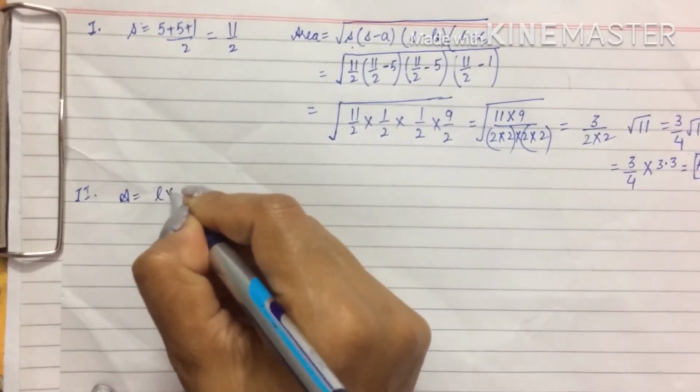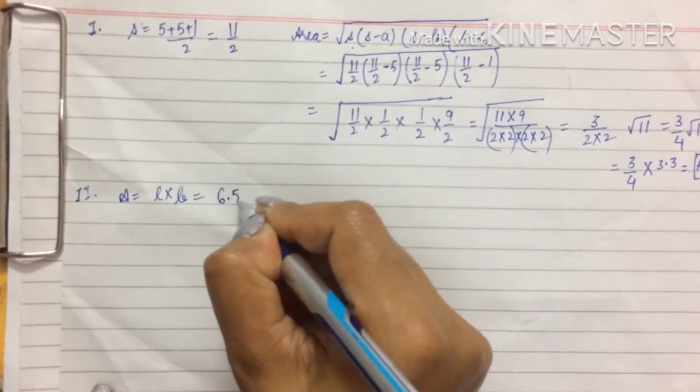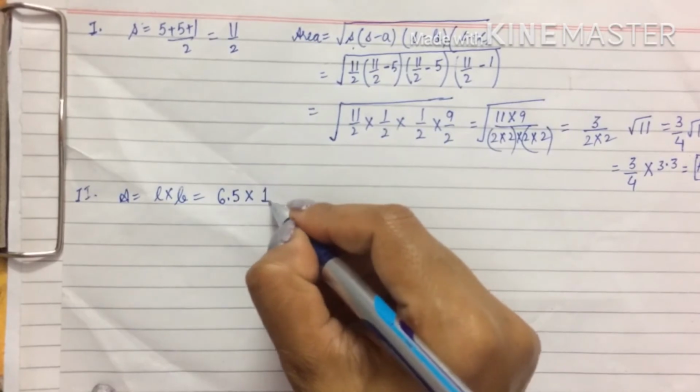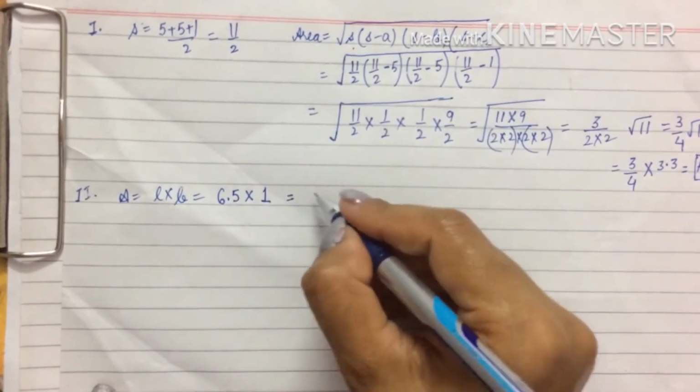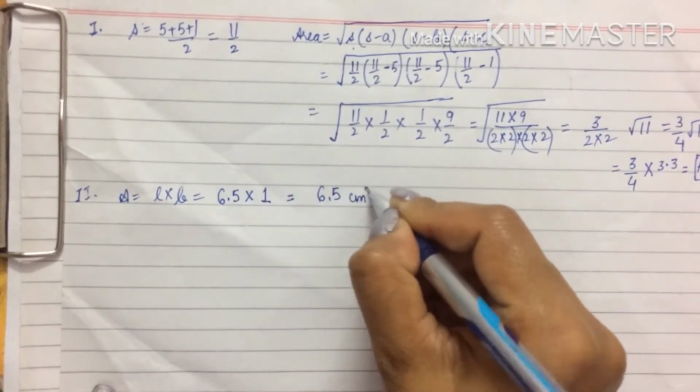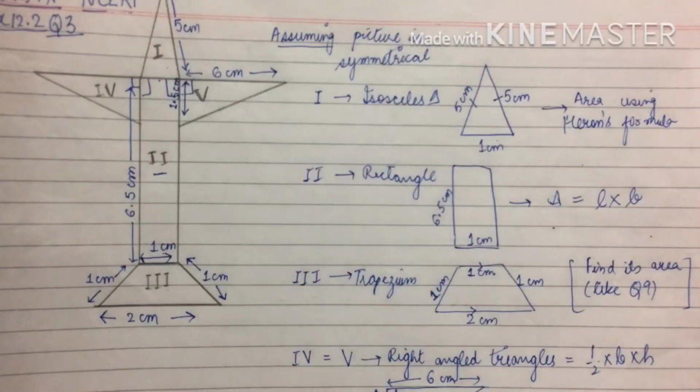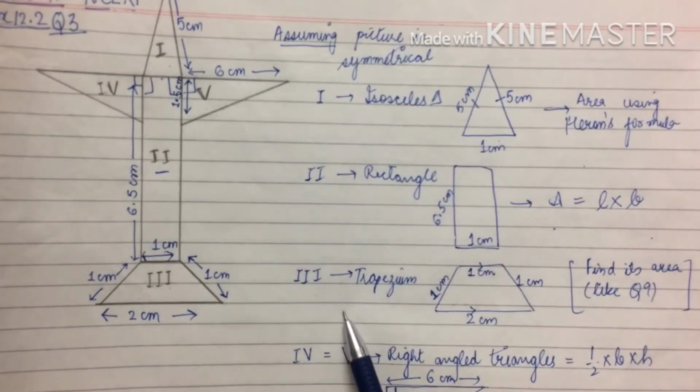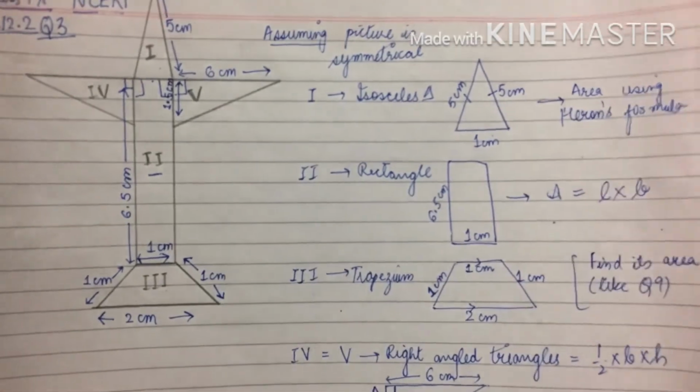Area will be equal to L into B, the length into the width, which is 6.5. So this will be 6.5 centimeters square. Now let's find the area of the third part, which is a trapezium.